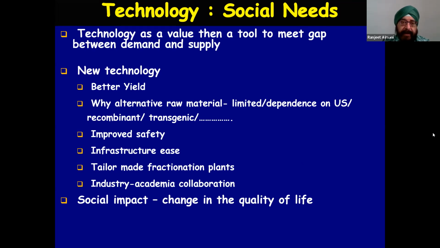It can provide better yield. It can provide alternate material, like the recombinant way of working on it, or transgenic. It can definitely improve the safety of plasma products. It also means more infrastructure: earlier, if a fractionation plant would take 5 years to get ready, now it could be 3 years. There could be more tailor-made fractionation plants available based on the various technology platforms and processes. Industry and academia can also play a very important role. And eventually this social impact will be a change in the quality of life. And that is where our role comes into play.